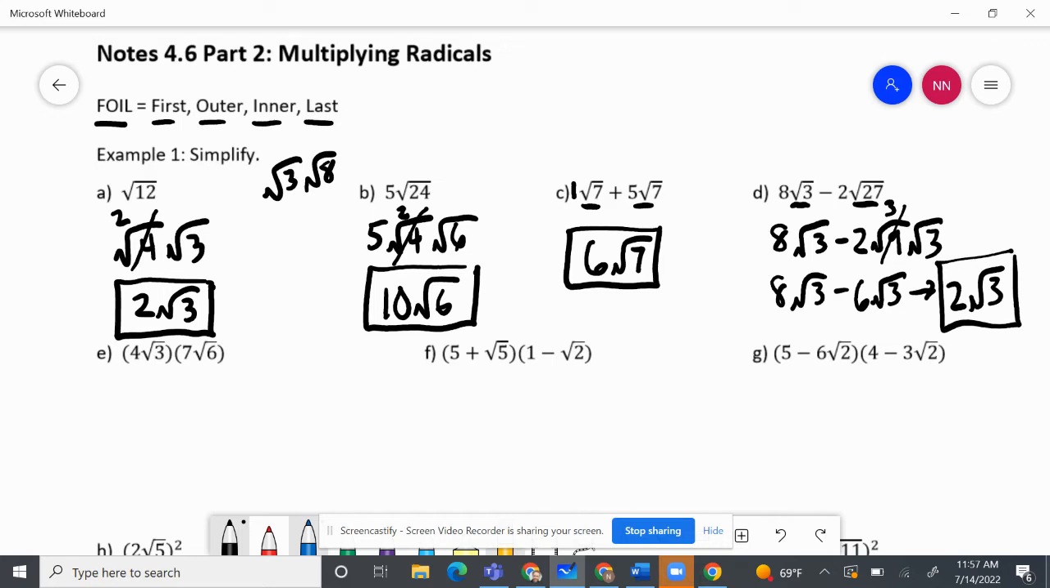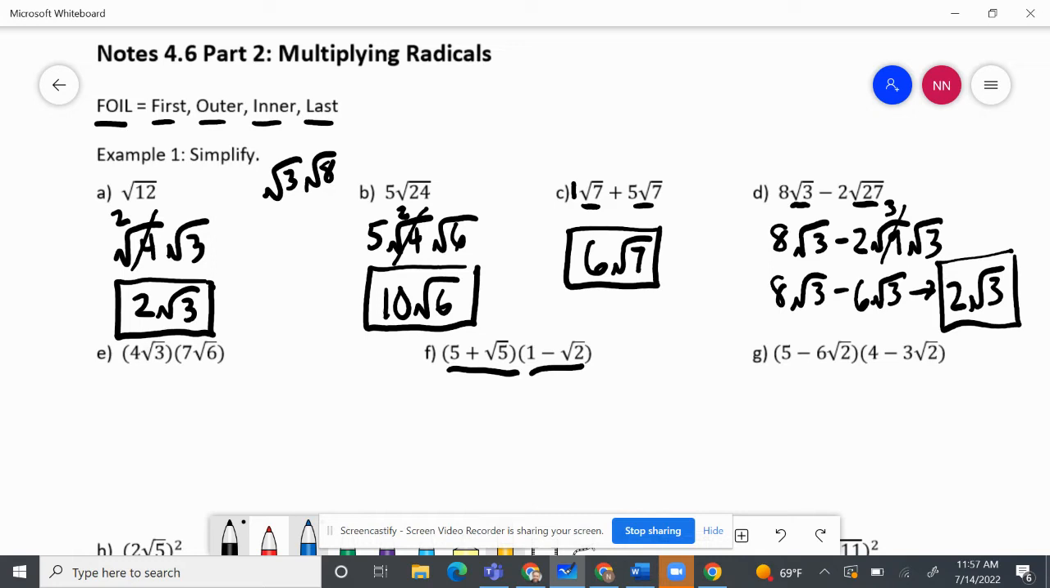Now, here we're getting into the multiplying. We're not going to FOIL because foiling has to do with binomials. So we're getting there. These are two monomials. Remember, monomial means one term. So we're just going to multiply the outside terms, and what I mean by the outside is the ones outside of the square root.